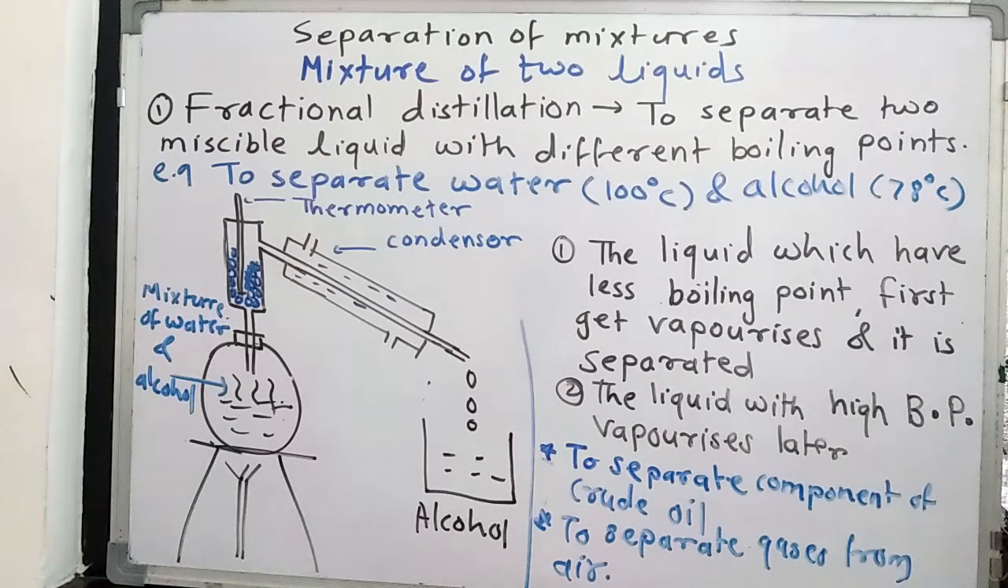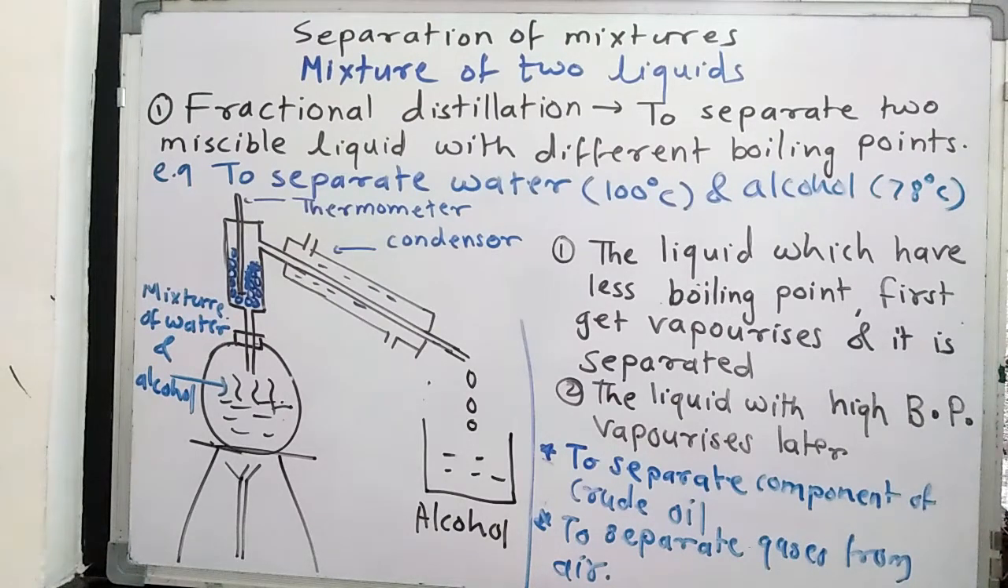Now see, liquids can mix with each other completely. If the liquids can mix with each other completely, then those liquids are called miscible liquids. And if two liquids cannot mix with each other, suppose we have taken water and oil, these two liquids are not going to mix with each other, so those liquids are called immiscible liquids. So we have two different techniques for separation of two liquids, for miscible liquids and for immiscible liquids.